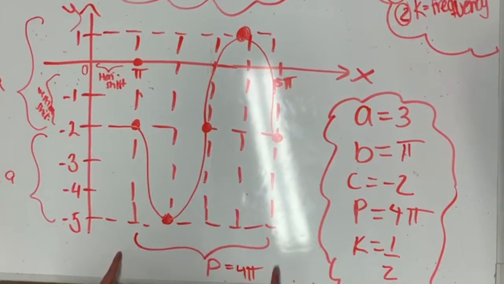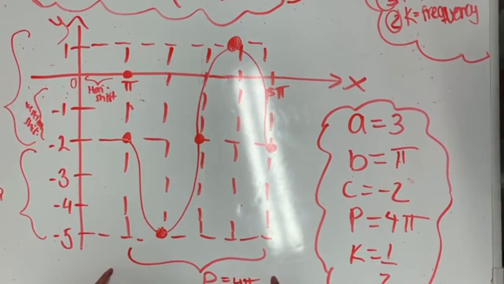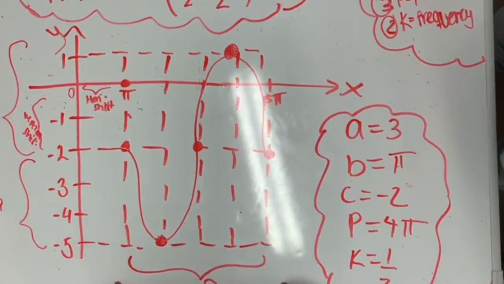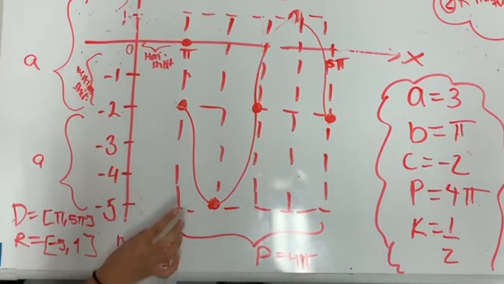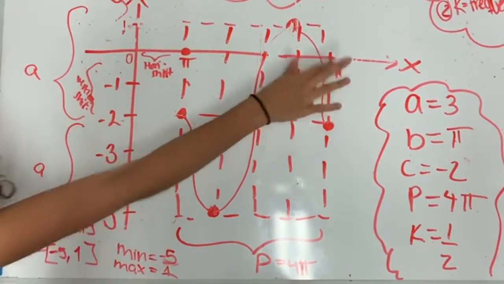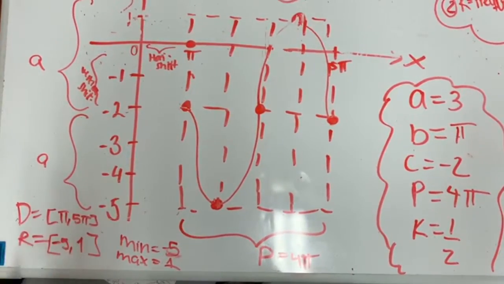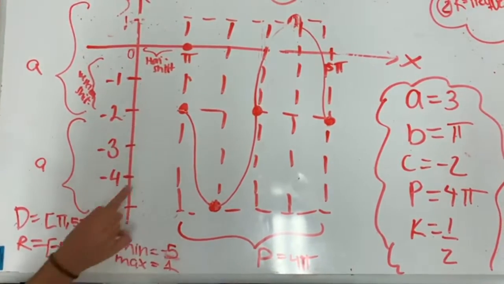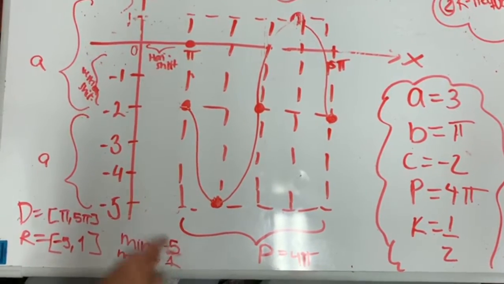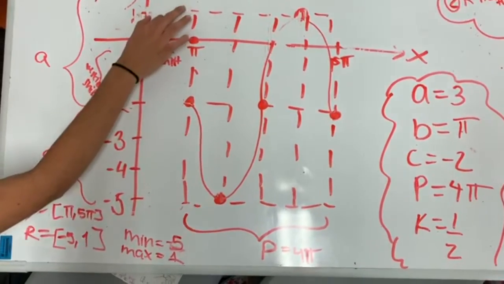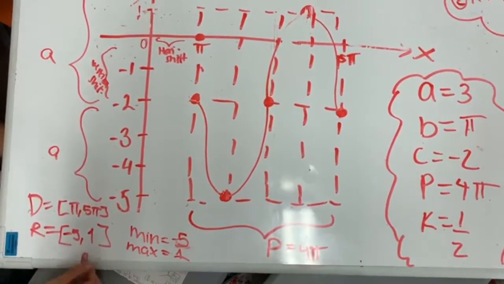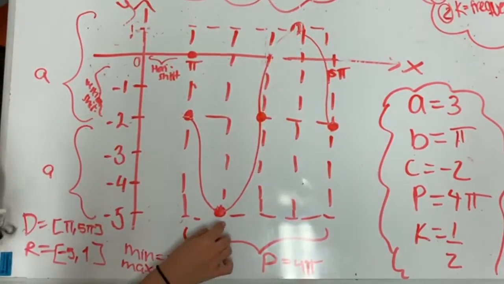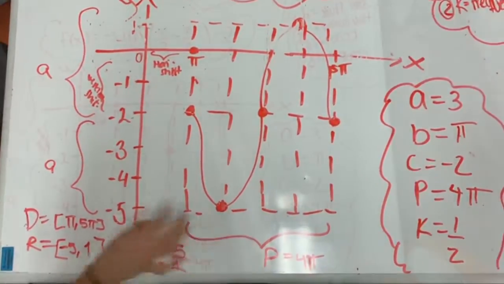Then we have the period, that is 4 pi, and that is what it will take in x to have a complete period. Here the domain is from pi to 5 pi, and this is closed parentheses because these values are included, and the range goes from minus 5 to 1. Here we have it, and the maximum value is 1, and the minimum value is minus 5.